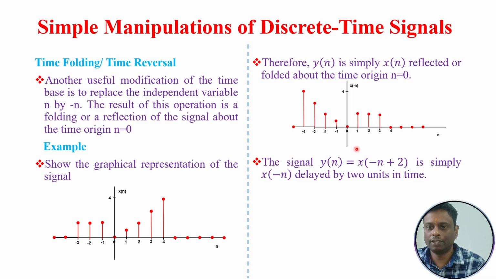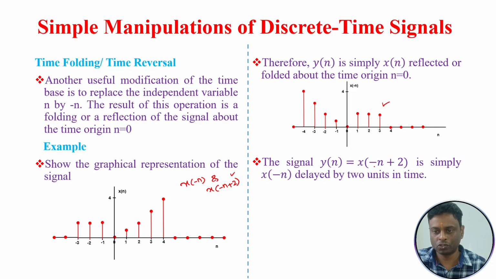In the question, actually two things are given. First, what we have done is x of minus n. Next is the graphical representation of the signal x of n and x of minus n plus 2. You have to find out what x of minus n plus 2 is. This is our x of minus n. So how do we find x of minus n plus 2? It is simply x of minus n delayed by 2 units in time. So you have to delay the signal by 2 units of time.